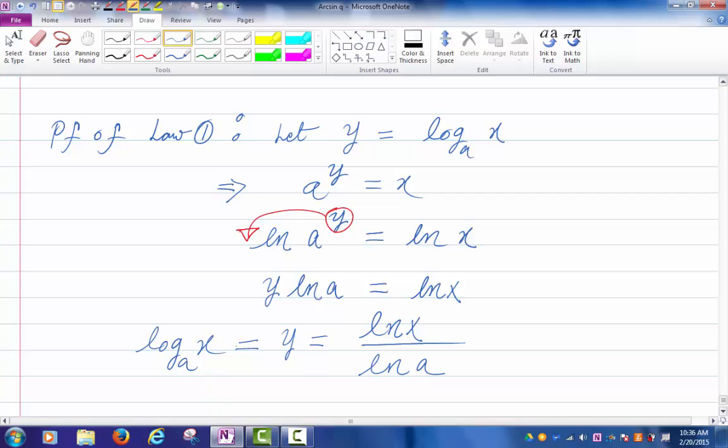How do you prove the other ones? Very similarly, I won't bother. You can look up the text, or you should try to derive it yourself. If you can derive it yourself, it means that you really, really understand these things very well. Any questions so far? Any questions at all?